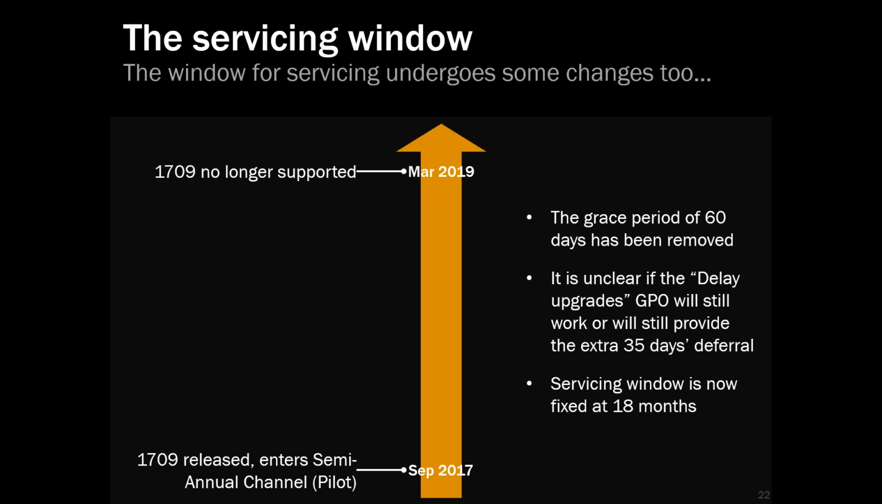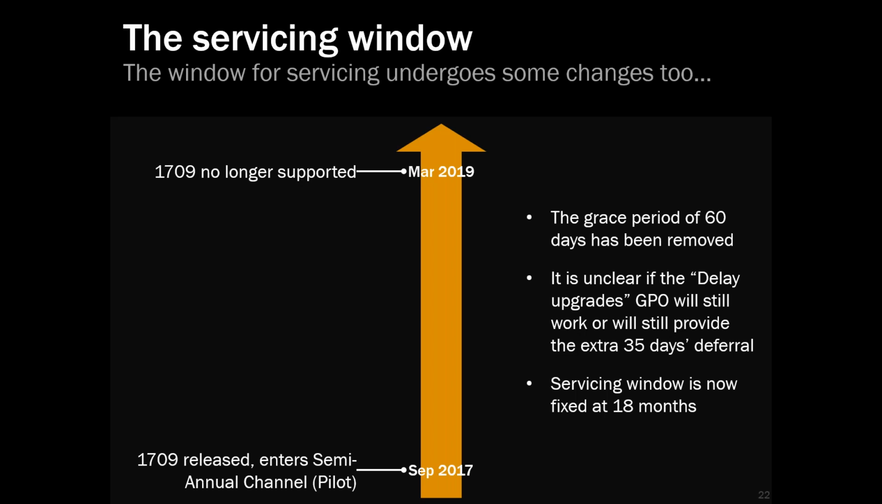So down at the bottom there, which says September 2017, which is actually October 2017, you may have noticed when that release came out, it enters the semi-annual channel. I have left pilot in there, but forget about that bit. That just means it is semi-annual channel there. And then it is 18 months later, it will no longer be supported. So in March of 2019, this release will no longer be supported.